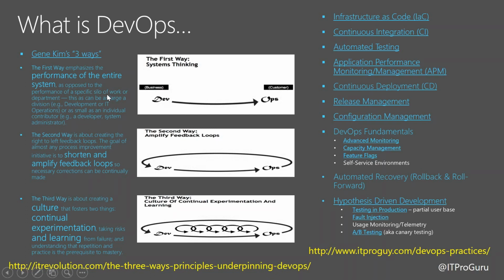Gene Kim refers to the first way as systems thinking. The second way, amplify feedback loops. And the third way is a culture of continual experimentation and learning. I've got a couple of URLs here for you to dig deeper into those. But by all means, please read the book and get caught up.